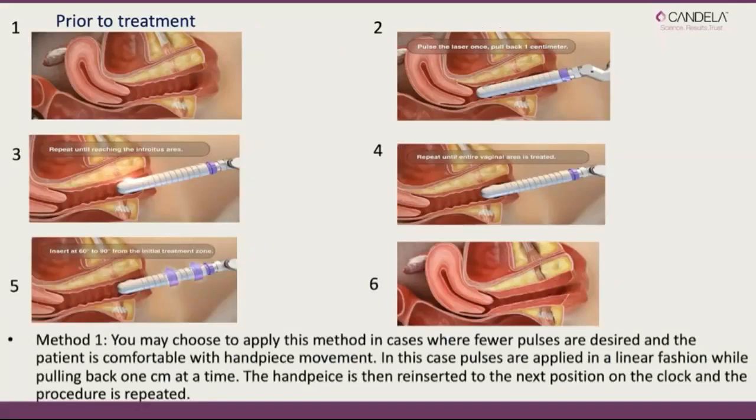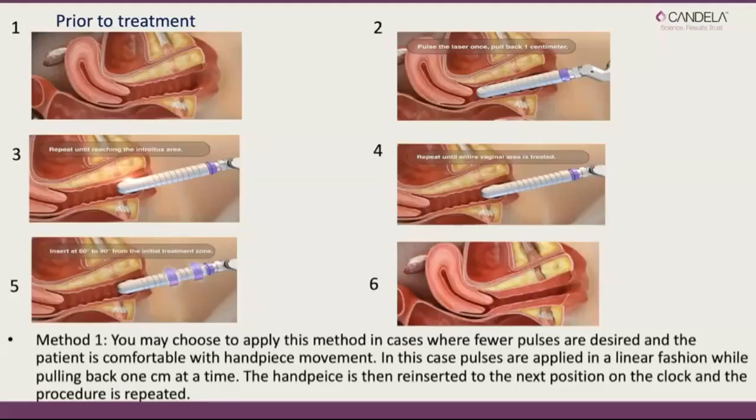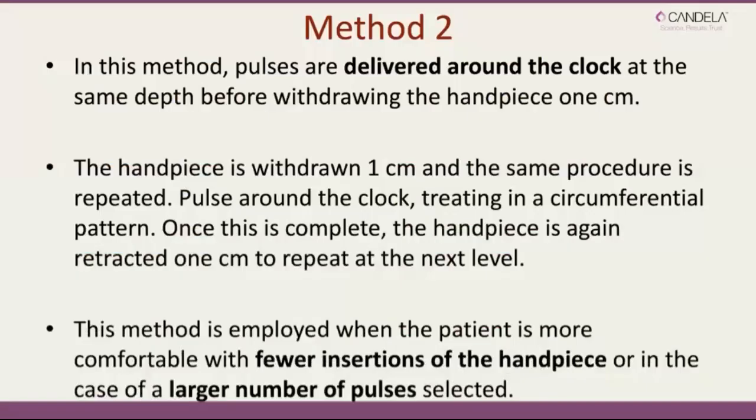I actually like to use method 2 more often, but the idea here is just to make sure that we are addressing the full depth. So we insert and then apply the pulses in this method in a linear fashion while the handpiece is being pulled back 1 centimeter at a time, moving around the clock. This is what I like to use, which is to deliver the pulses around the clock at the same depth while withdrawing the handpiece. So we deliver around the clock at this depth, number 2, and number 3, number 4, and so on and so forth.